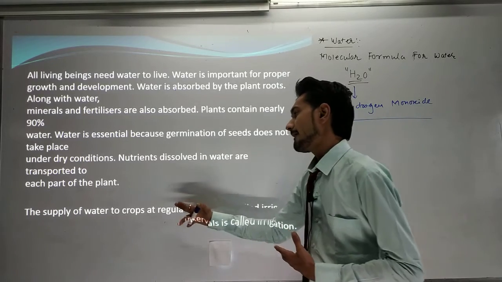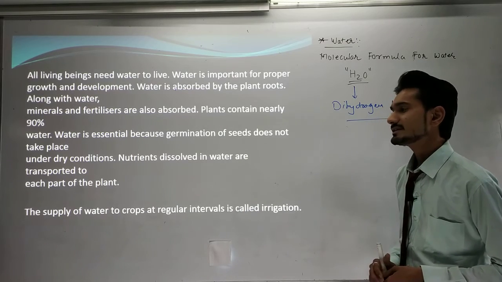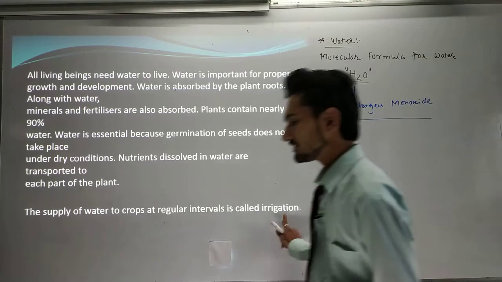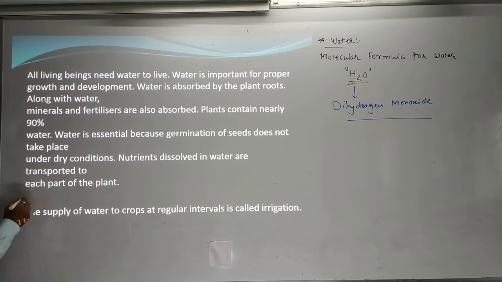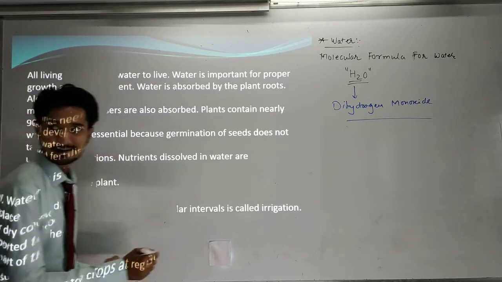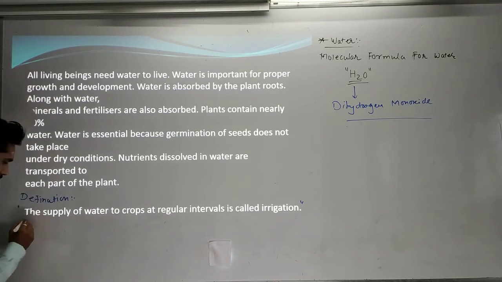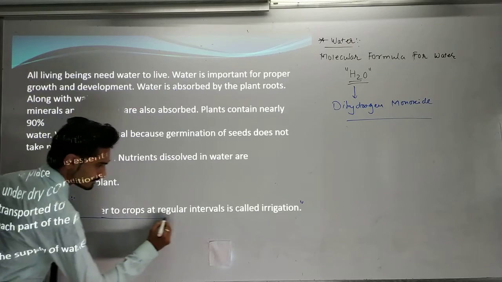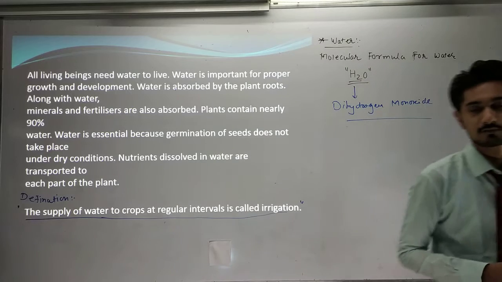Okay, the supply of water to crops at regular intervals is called irrigation. This is an important definition, you have to write this. Here I am writing that, this is the definition regarding irrigation. Okay, this is the most important definition. Here I am underlining it, so you can write it from here.